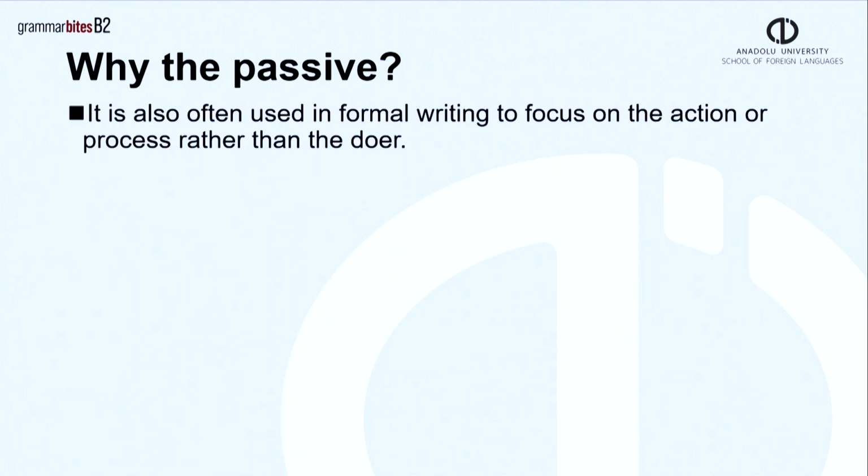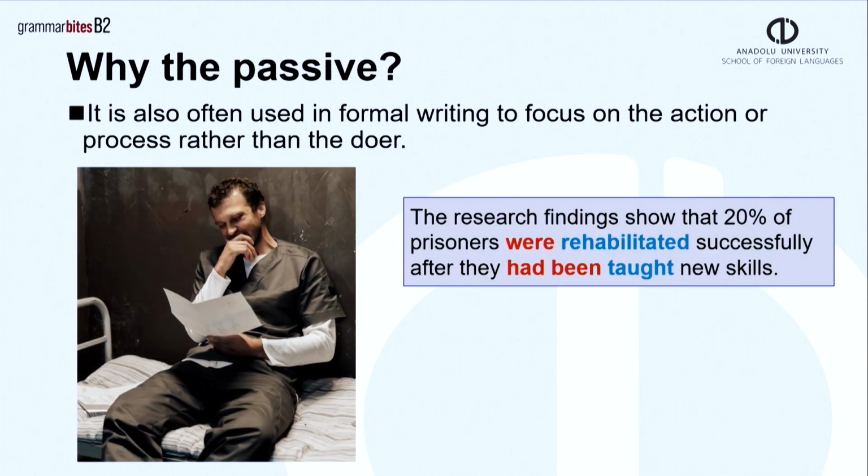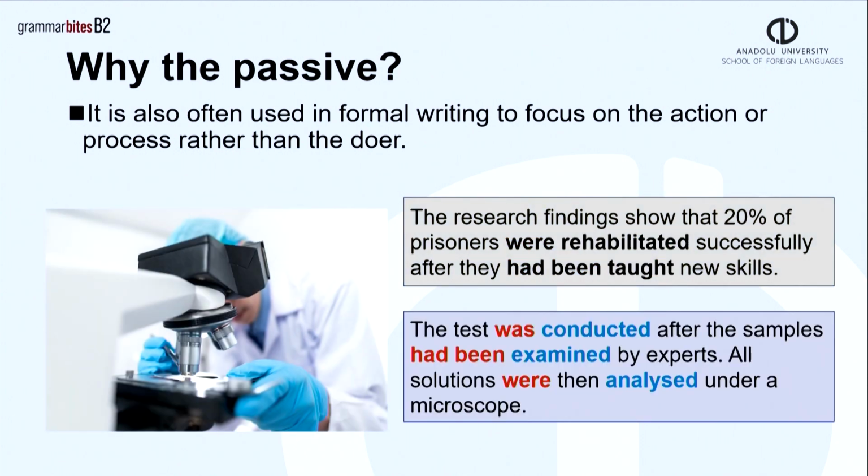The passive is often used in formal writing to focus again on action or process rather than the doer. The research findings show that 20% of prisoners were rehabilitated successfully after they had been taught new skills. The test was conducted after the samples had been examined by experts. All solutions were then analysed under a microscope. Note that in the second example we have a by phrase to state the doer, but as this is at the end of the clause, the focus is still on the action.